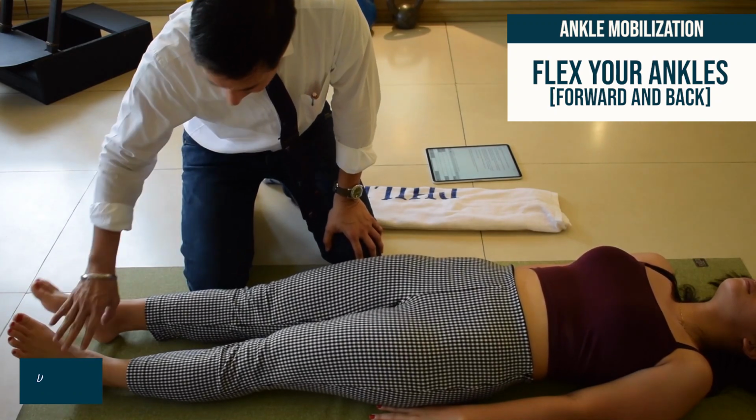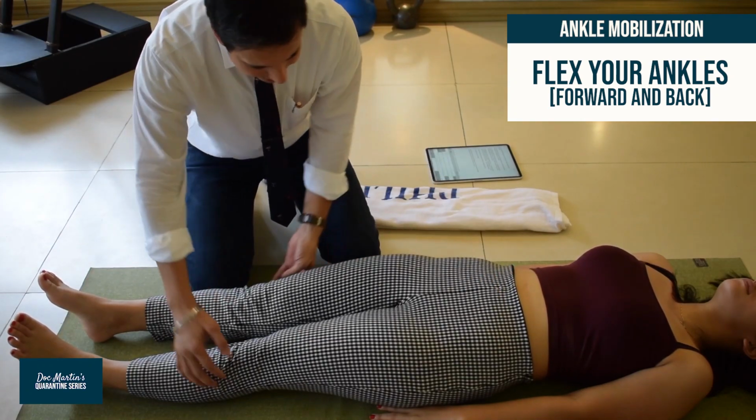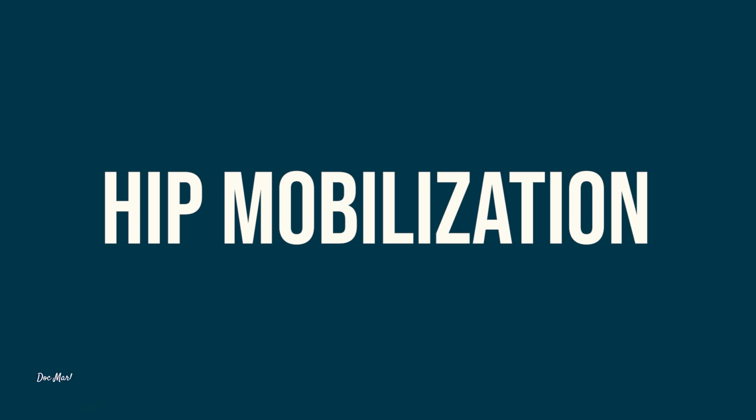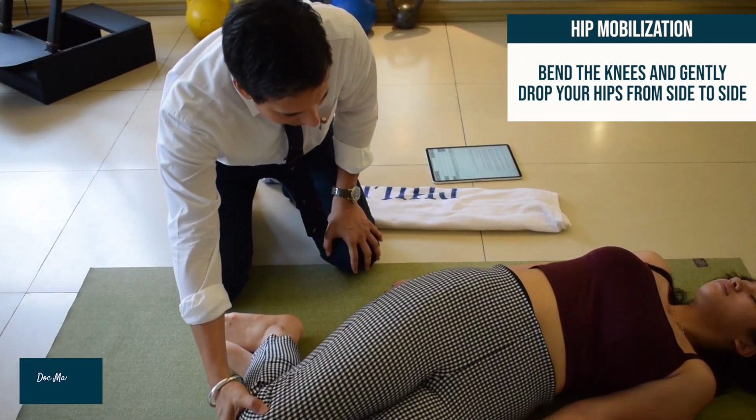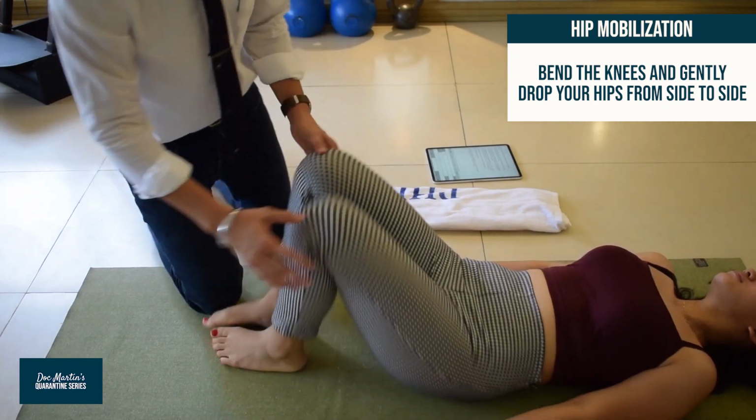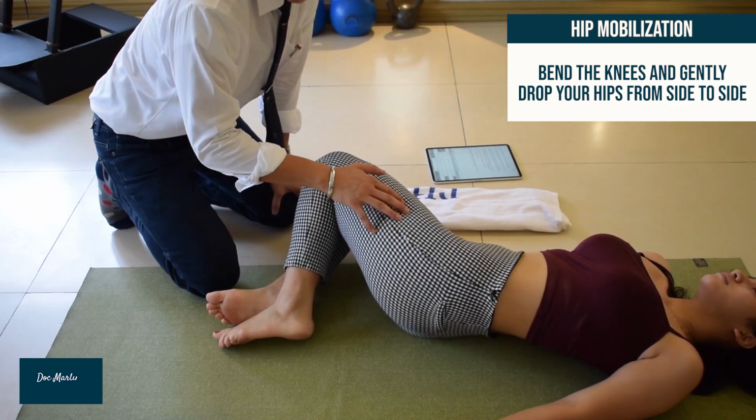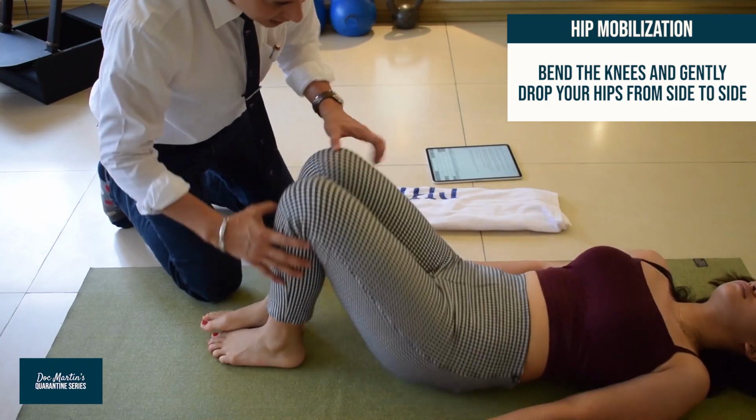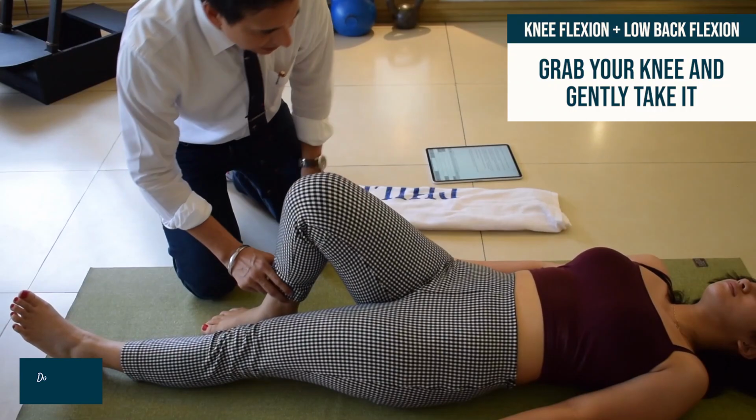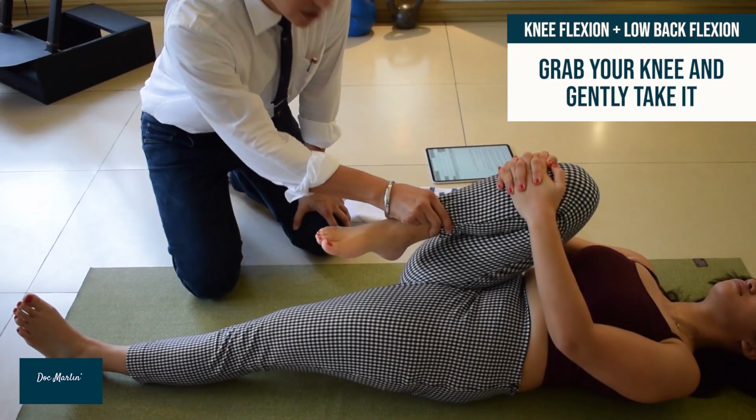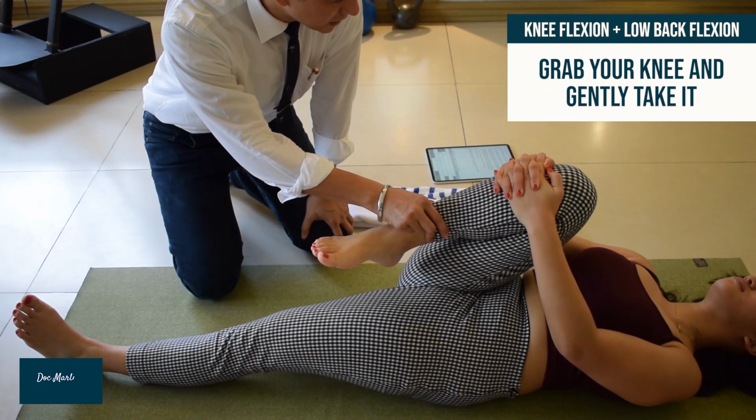Okay? Then you also want to stretch the hips, and you do this by just bending the knees and then gently dropping them inside, off to one side, and then the other side. So all you're doing is using your body weight to stretch this. Then forward here. Then what you do is you grab your knee and gently take it. So this way you can stretch the knee and the lower back with the same movement.